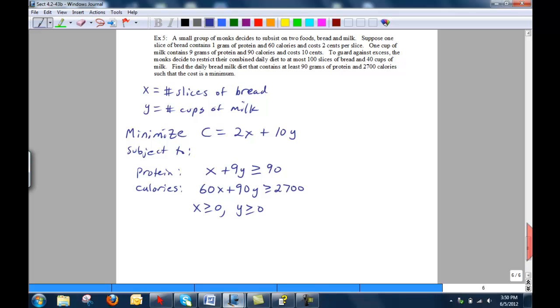And there's something else in this problem, this business about to guard against excess. The monks decide to restrict their combined daily diet to at most 100 slices of bread and 40 cups of milk. So they have some bizarre restriction that they're just going to say, hey, whatever else happens, we're not going to eat any more than 100 slices of bread, and we're not going to drink any more than 40 cups of milk. So x less than or equal to 100, y less than or equal to 40. Let's check out a graph of the feasible region here.